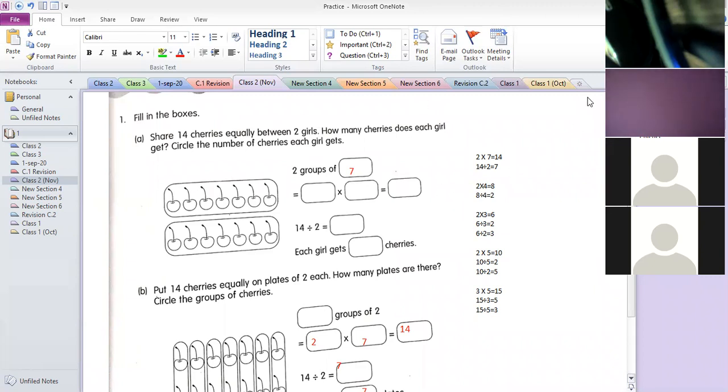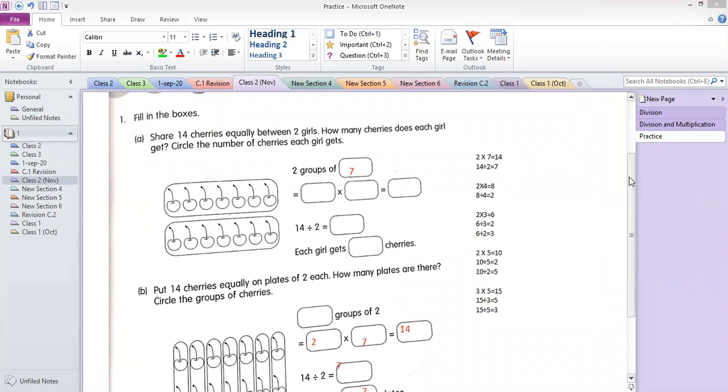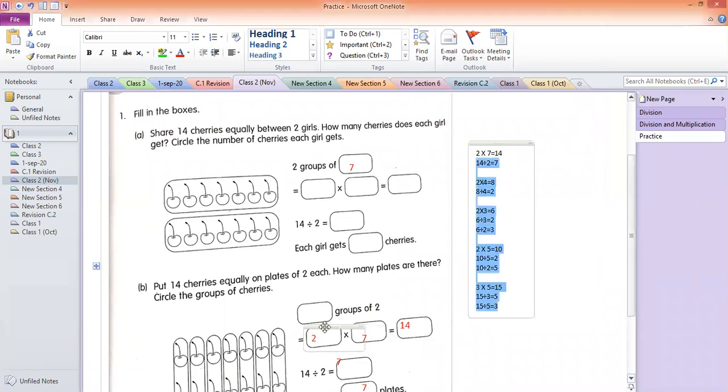So guys, in this exercise, we are also trying to develop a concept of multiplication related to division, or division related to multiplication. I show you how. Look here, the example to tell you how many total cherries are there, 14. So they show you there are two groups of 7. You say 2 multiplied by 7 equals 14. But when you divide these 14 cherries, there are two groups of 7 and there are total 14 cherries.